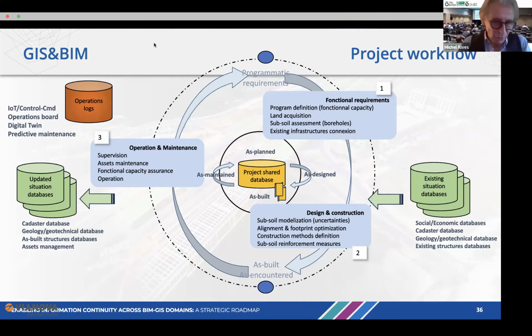So that loop is something that we see in every single infrastructure project. But of course, that we believe can be improved in a sense. And this is one of the purposes of this initiative that we've been undertaking in coordination between bSI and OGC. Next slide, please.